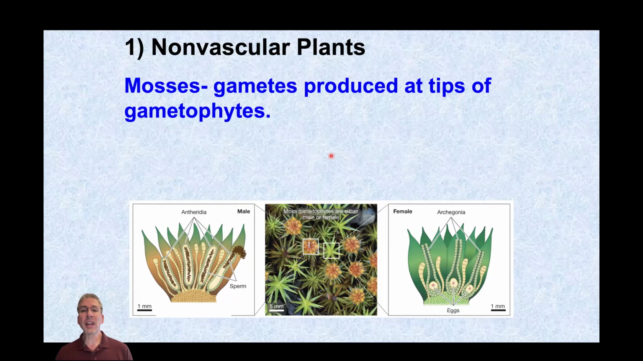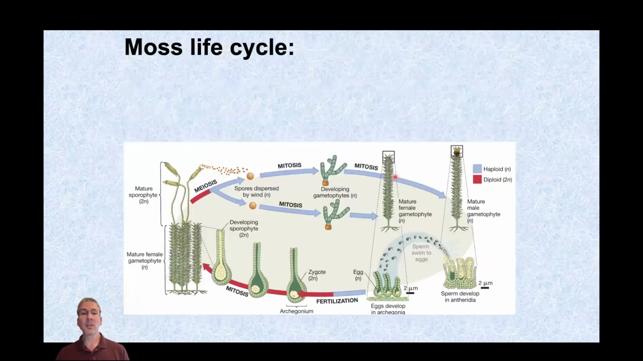And also, much like their algal ancestors, the sperm are motile. They have flagella. They also require an external source of water for fertilization to take place. So they need some rain or some dew, something for those sperm to swim through in order to fertilize an egg. So let's take a brief look at the basic life cycle of mosses.